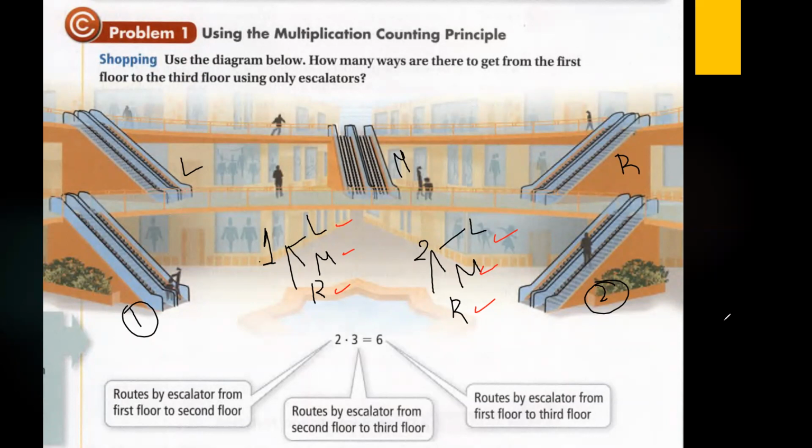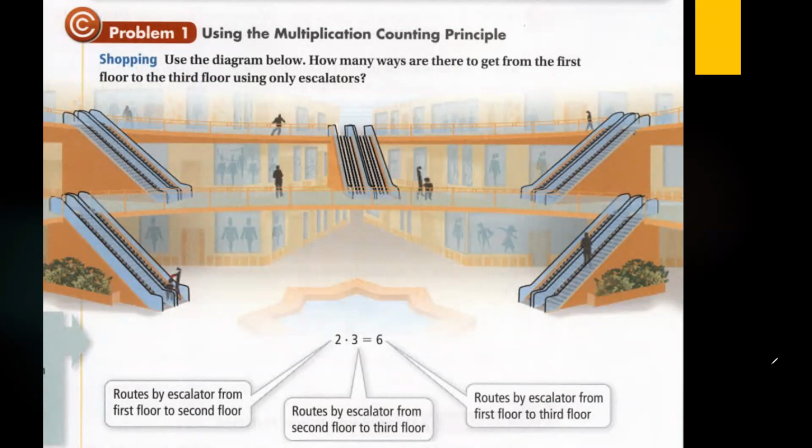How many escalators now do we have at the first floor? You have two. One and two. So you have two only. How many escalators now at the second and the third floor? You have one, two, and three. So I multiply two by three to get the number of routes, or the ways to choose to go from the first up to the third floor. Is it clear? Yes, miss. Yes, teacher.